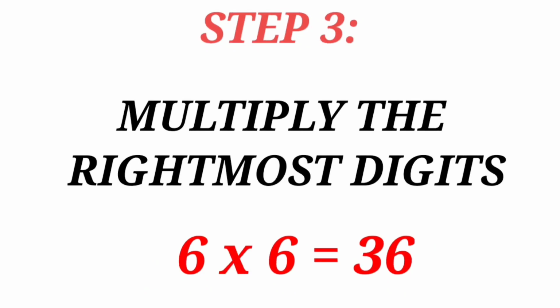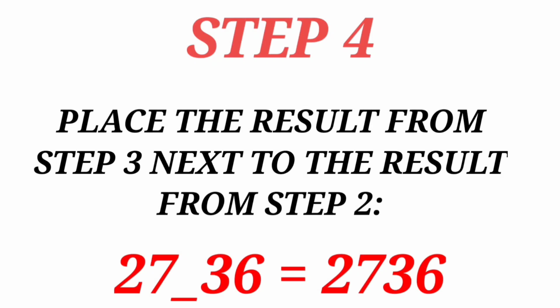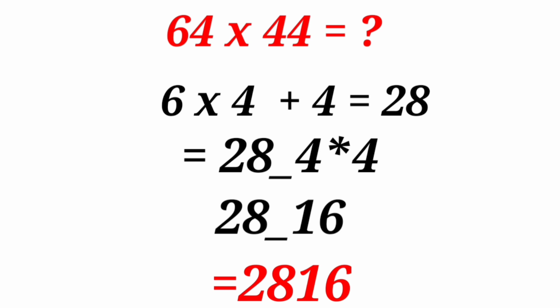Step 3 is, multiply the rightmost digits. So 6 multiplied by 6 will become 36. Step 4 is, place the result from step 3 next to the result from step 2. So 27 and 36 will become 2736. Here is another example of this method. Follow these similar steps and you will get the desired answer.